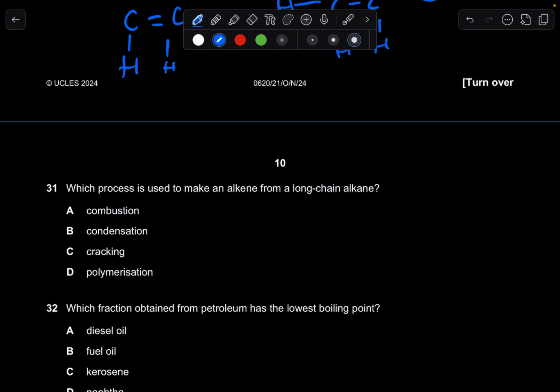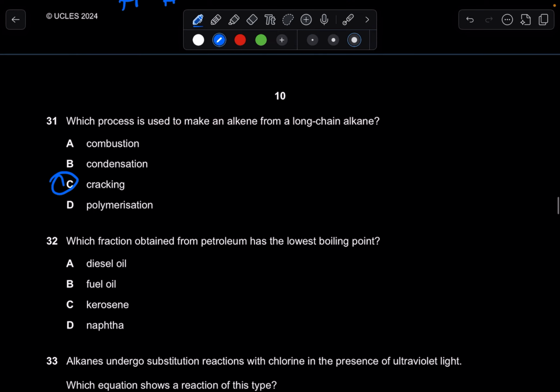Okay, which process is used to make alkenes from a long chain alkane? That's cracking. That's a child's play. Which fraction obtained from petroleum has the lowest boiling point? Obviously it's going to be the smallest fraction, naphtha or kerosene.